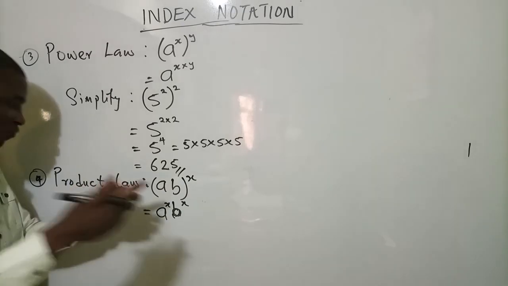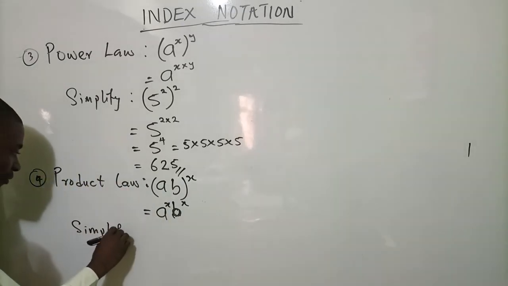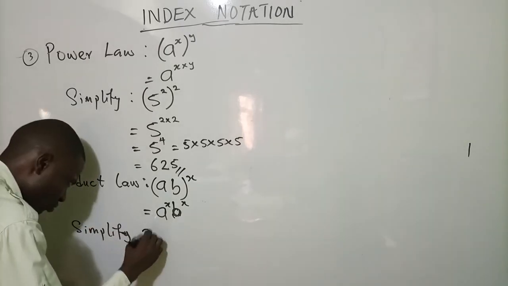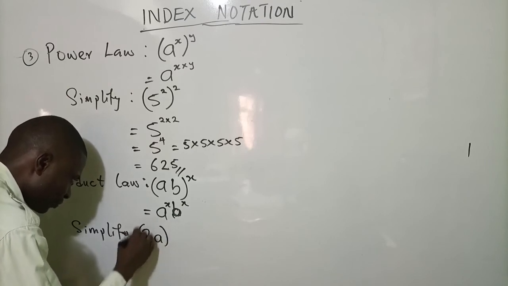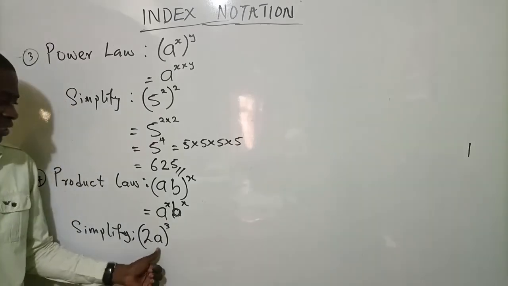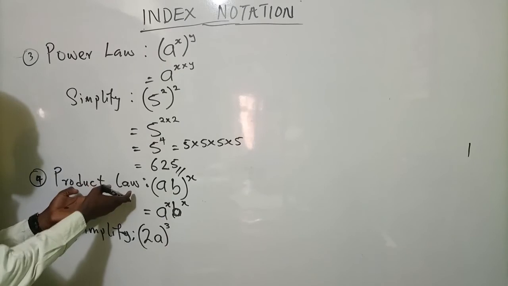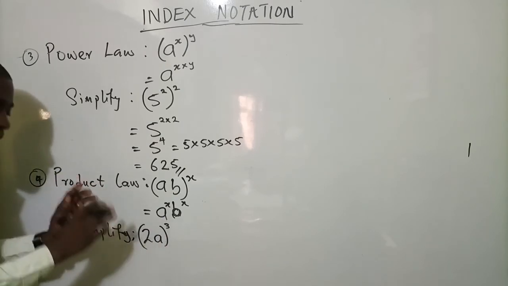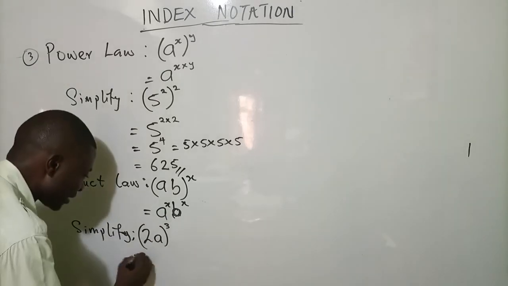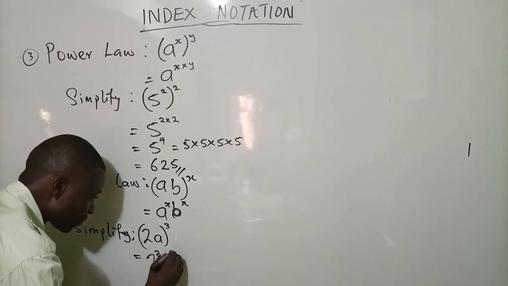For example, you have a question that says, simplify 2A raised to the power of 3. Applying the product law, this 3 is going to affect 2 independently and also affect A independently. So what does that mean? That means this is 2 raised to the power of 3, A raised to the power of 3.